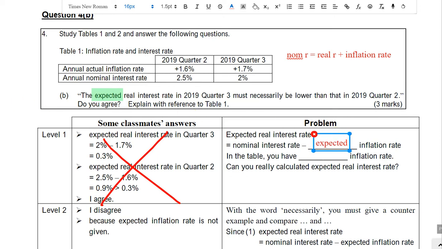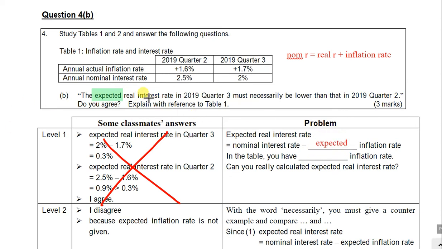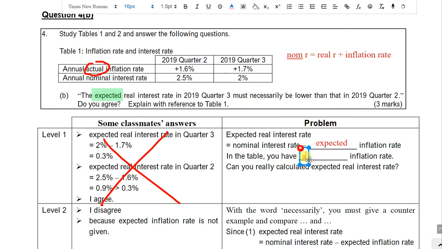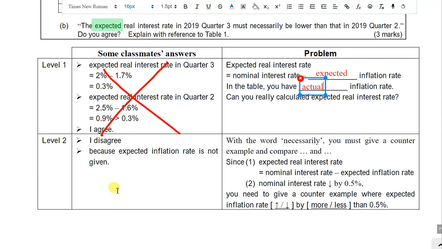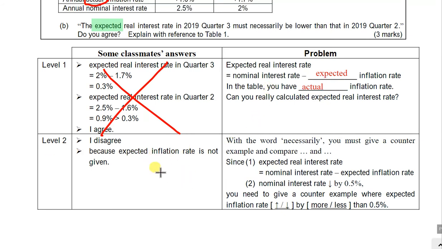However, in the table, do you have the expected inflation rate? No, you only have the actual inflation rate here. And can you do the calculation? No, you can't do the calculation, and this answer is totally incorrect. And some of the better students know this. You don't have the expected inflation rate, so you answer something like that in your mock practice. You say that you don't have the expected inflation rate, and how can I tell the answer? This is pretty good already, but this is not the perfect answer.